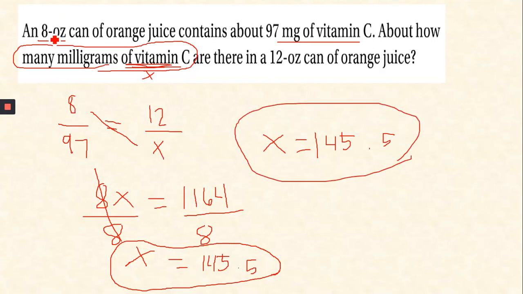Again, let us check. 8 ounces is on the numerator, 97 is on the denominator. So we need to follow the same pattern. So this is 12 ounces all over x for the milligrams of vitamin C. So you're just going to apply cross multiplication. 8 times x, that is 8x, and then 97 times 12 is equal to 1164. And then after that, you divide both sides of the equation by 8. So the answer is 145.5 milligrams of vitamin C. Okay?